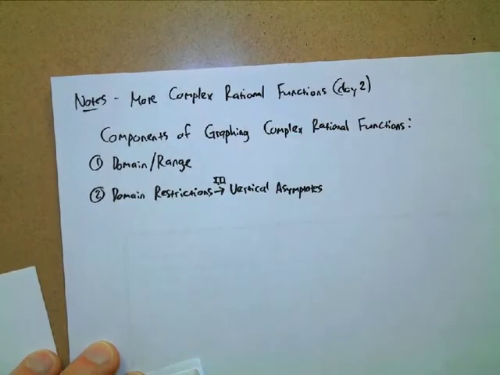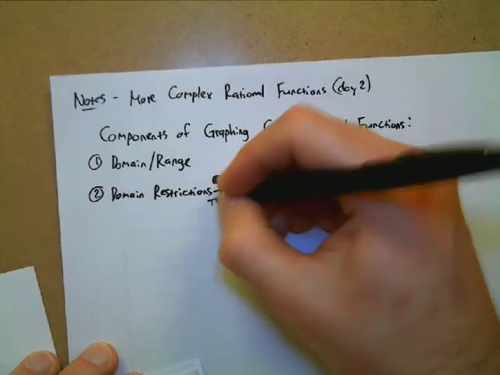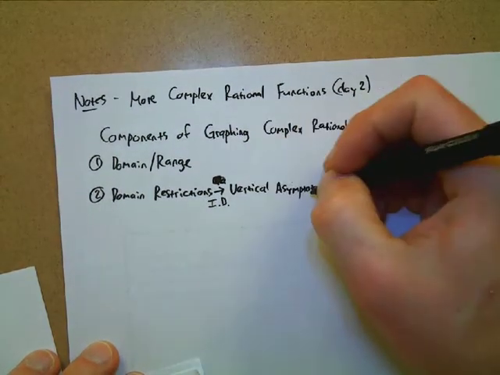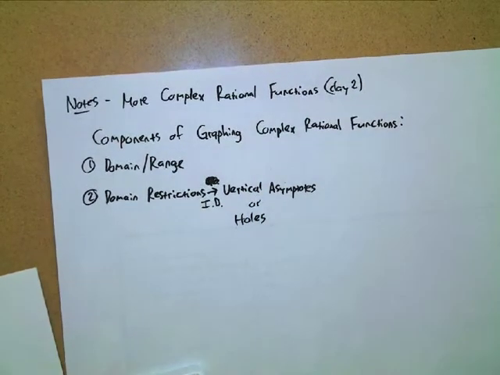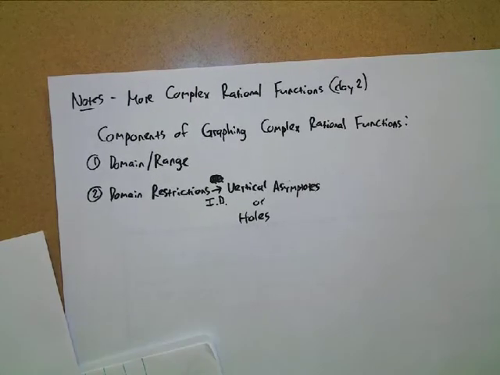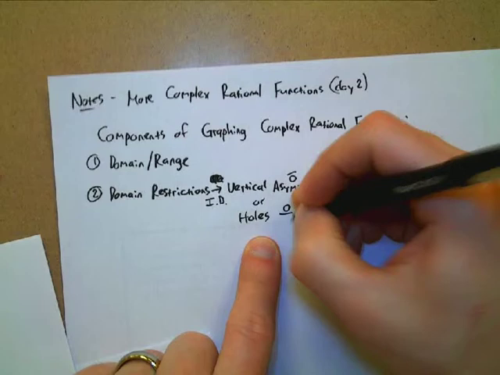Let's say ID there for identify. The domain restrictions are going to identify vertical asymptotes or holes. We take those numbers that we remove from the domain, and we further categorize them as vertical asymptotes or holes. If the number makes us divide by zero, that's a vertical asymptote. But if it gives us 0 over 0, then that indicates a hole. So vertical asymptote, divide by 0; hole, 0 divided by 0.